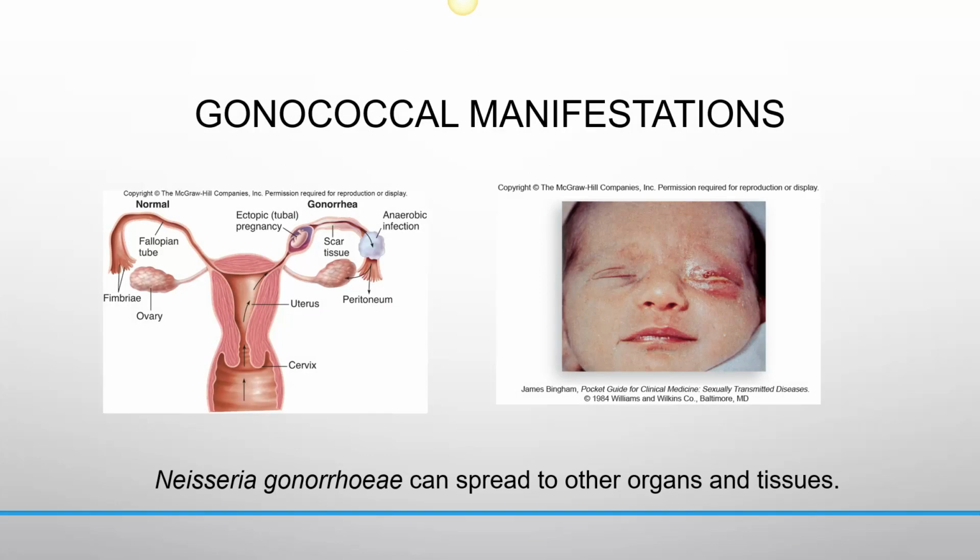Particularly with women, if it gets up to pelvic inflammatory disease and spreads to the fallopian tubes, scar tissue inside of the tubes can lead to ectopic pregnancy or tubal pregnancies. So as the fertilized embryo is trying to travel down the fallopian tube, scar tissue causes it to be trapped inside of the tube, and then as the baby starts to develop there, it will rupture the tube and pose a health risk to the mother as well.